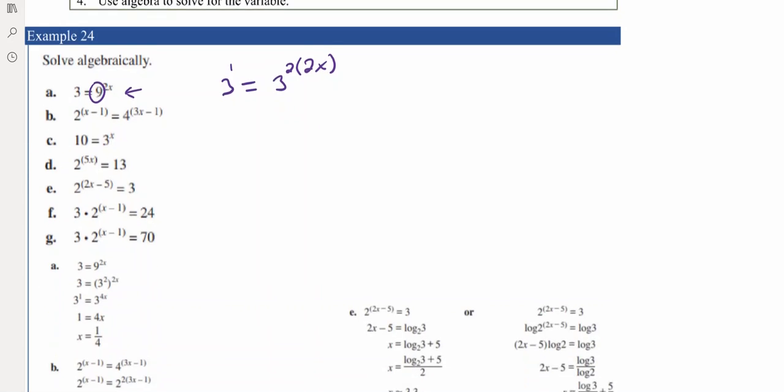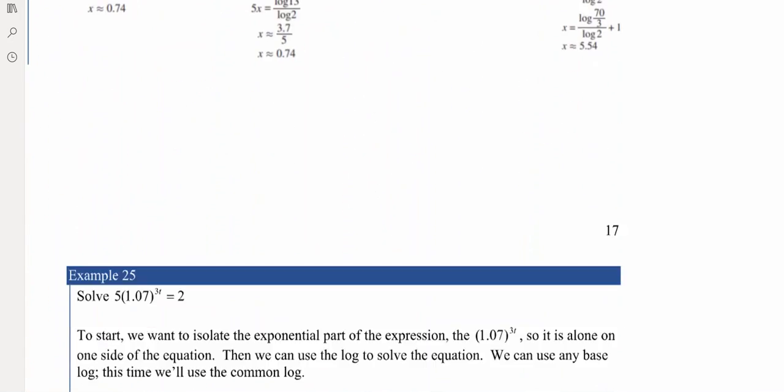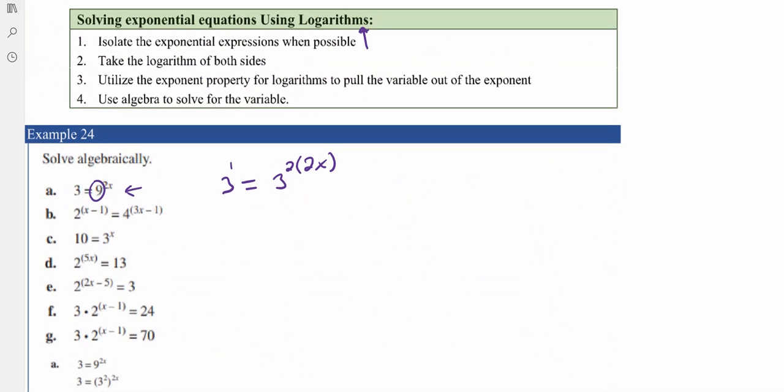So again, you guys can look through these examples. They kind of show you how to solve these things. But I think for this lesson, what I'm going to do is jump into your guys' homework questions.